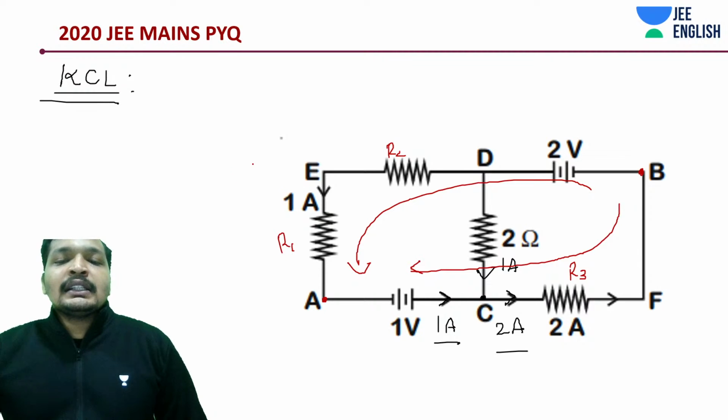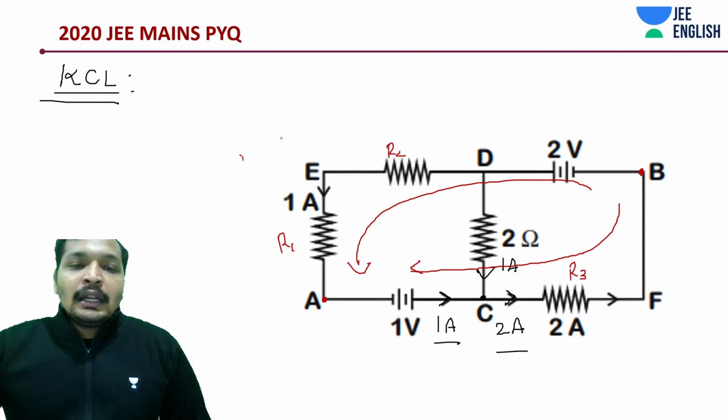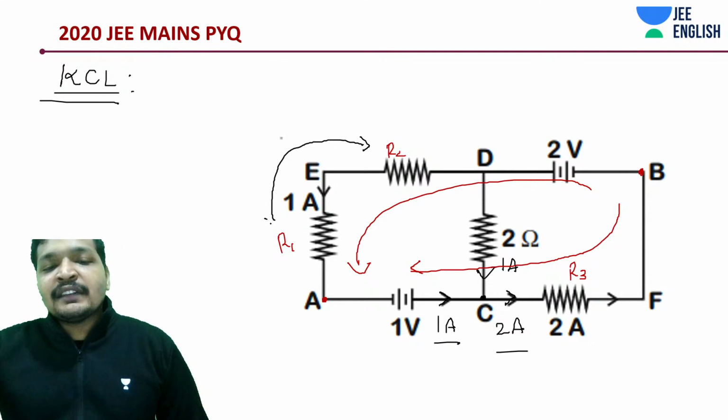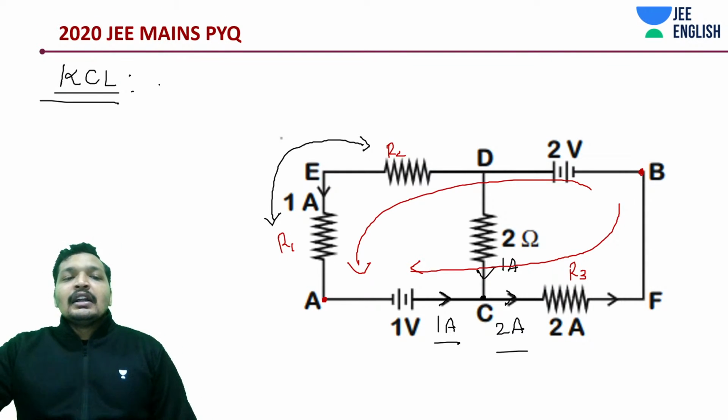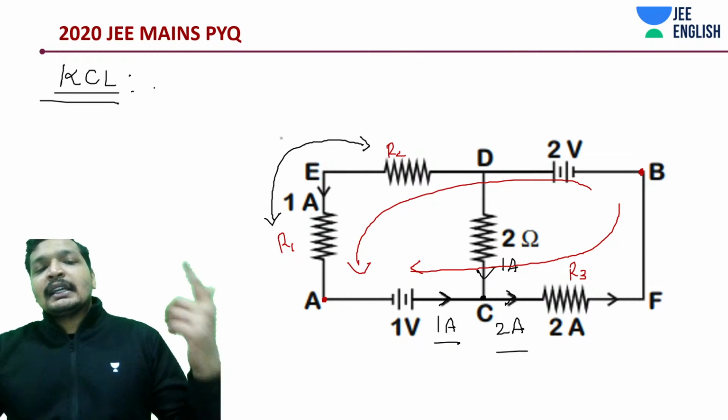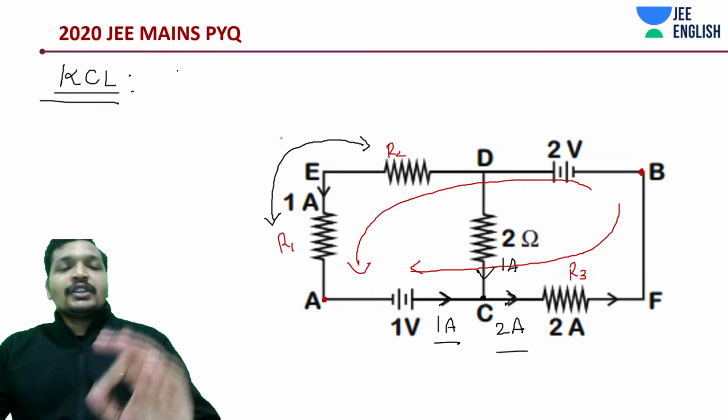you are able to get the value of R2. I'll get to that point. For students, it's like a revision session as well. What does KVL say? KVL is conservation of energy. KCL is conservation of charges. Remember that. It can be a simple 4-mark question in your JEE Mains.